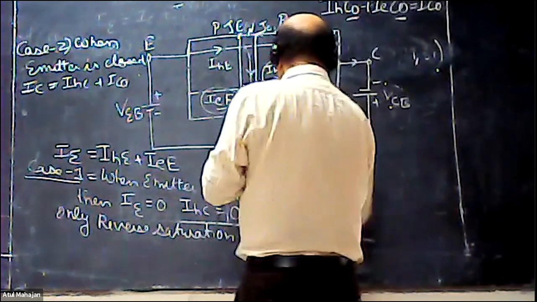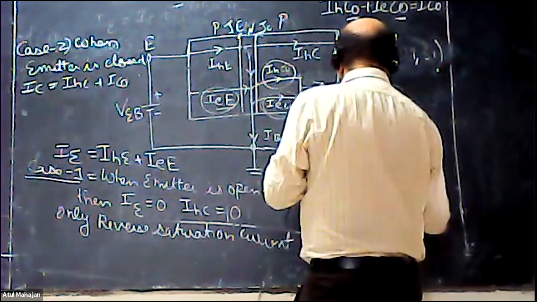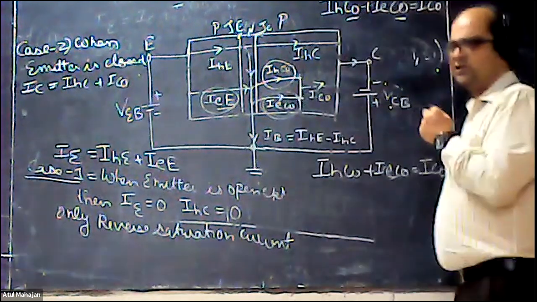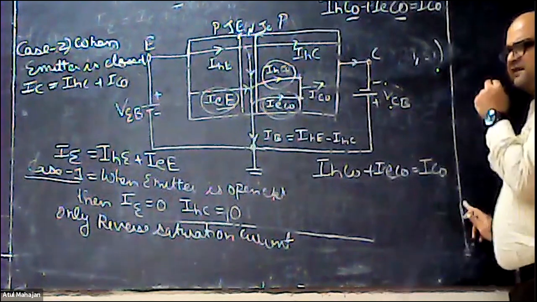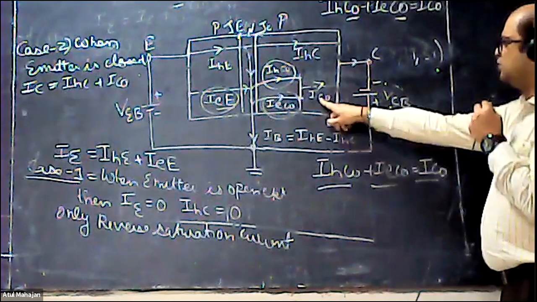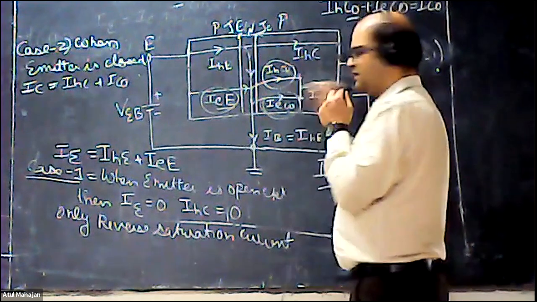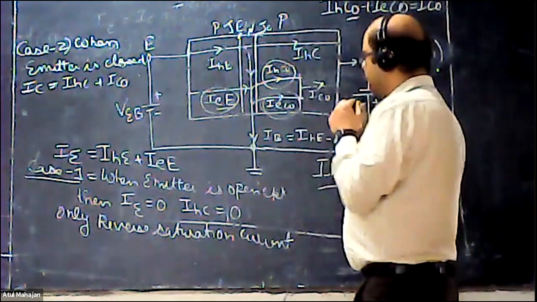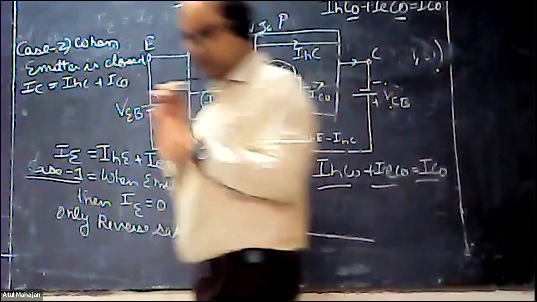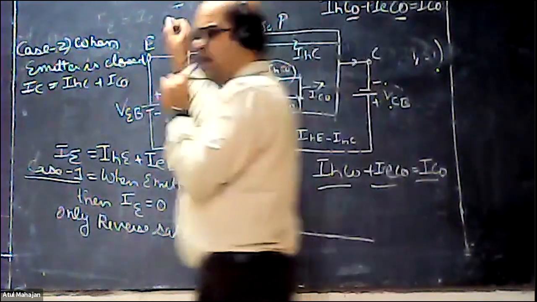IHCO plus IECO, what will they comprise? They will comprise the total reverse saturation current, that is ICO. So IHCO plus IECO is equal to ICO. ICO is the total reverse saturation current being produced in this collector junction. This is the total concentration of the current components produced inside this transistor. So this is one part of the transistor.